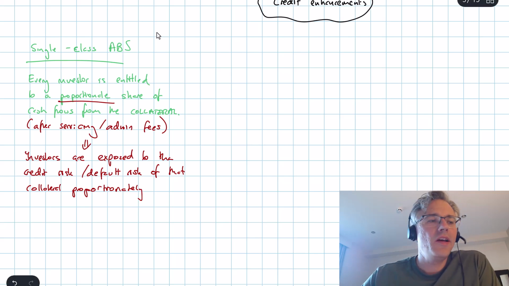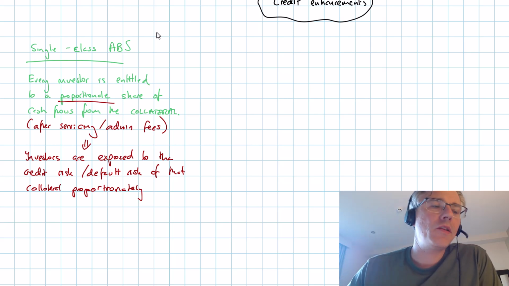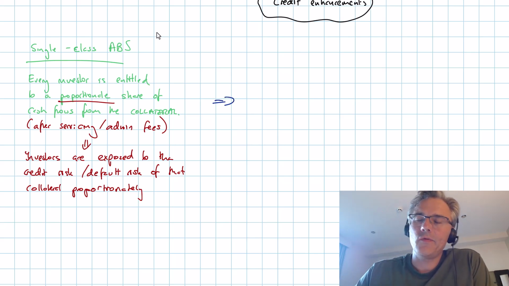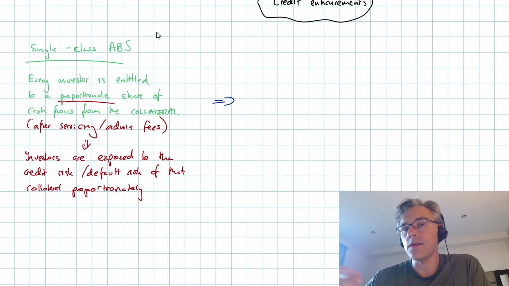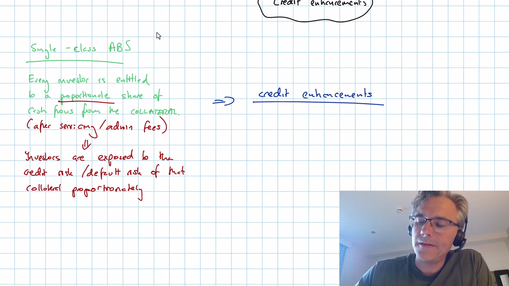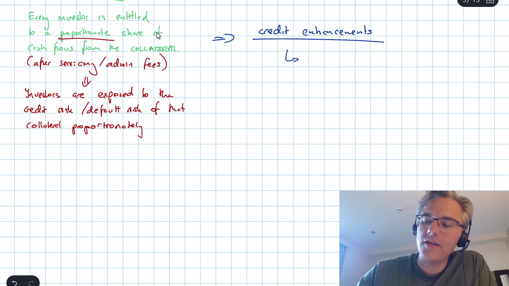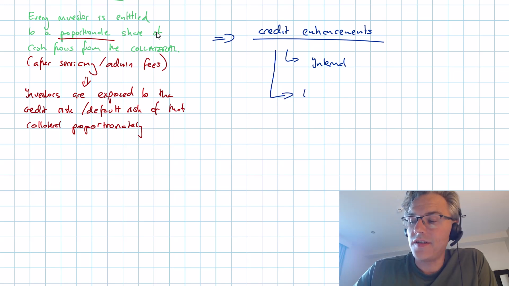Now the whole point with credit enhancements is they change this, and one of the ways in which we can do this is by tranching, so creating more than one class. That's going to be the most important method, which we'll spend the most time on. But just be aware that credit enhancements fall into 2 categories. One is internal enhancements, and the other, of course, is external.